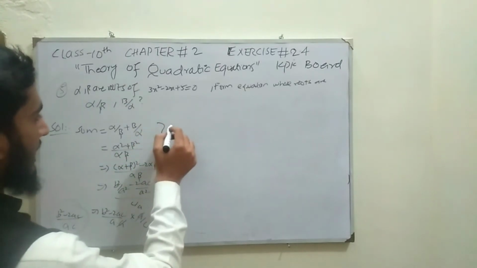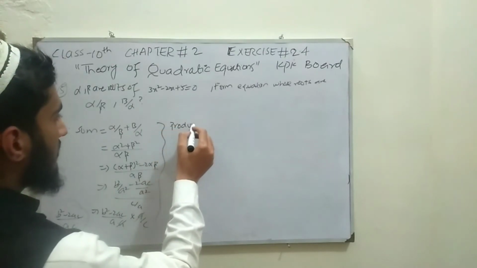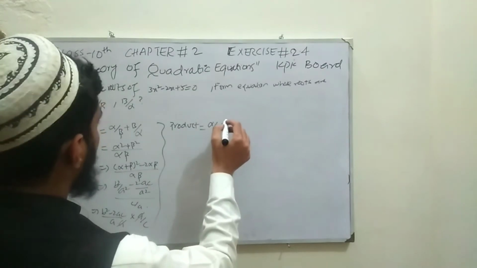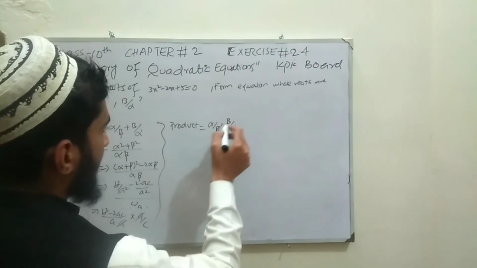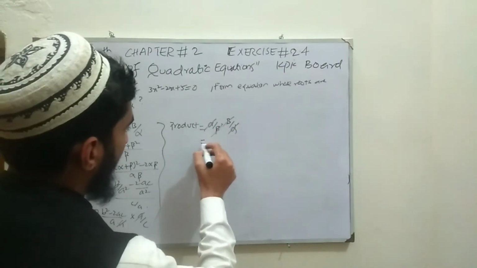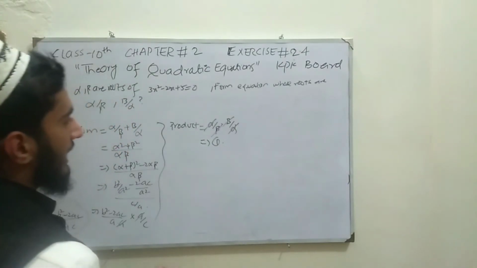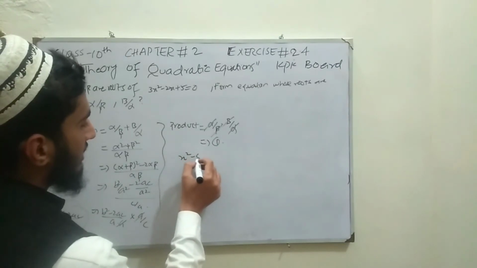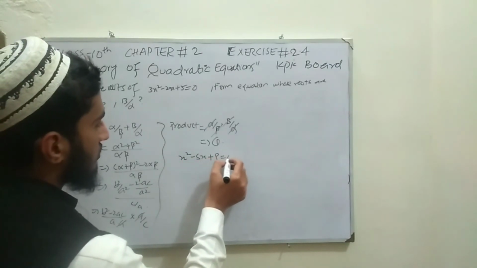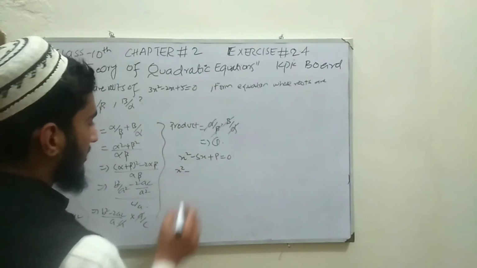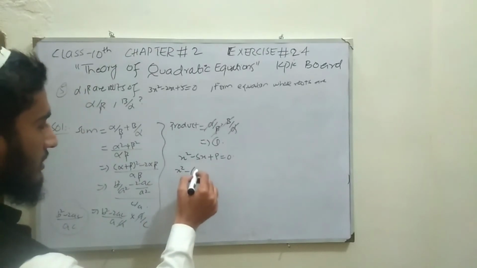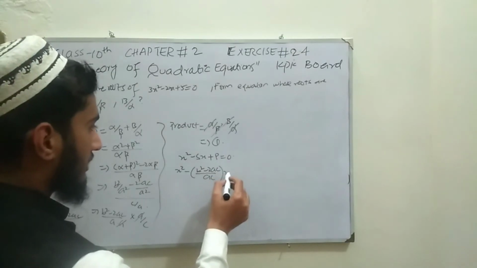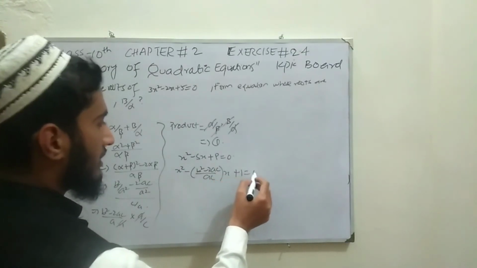Now we are going to find the product of the root. Product is equal to alpha over beta dot beta over alpha. Beta is cancelled out, alpha is cancelled out with alpha, so product is equal to 1. Applying the formula for quadratic equation, which is x square minus sum of roots x plus product of roots is equal to 0. X square minus sum of root, b square minus 2ac over ac into x, plus product of root is 1.